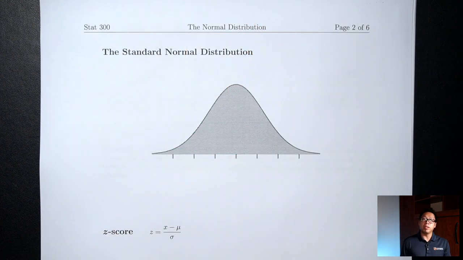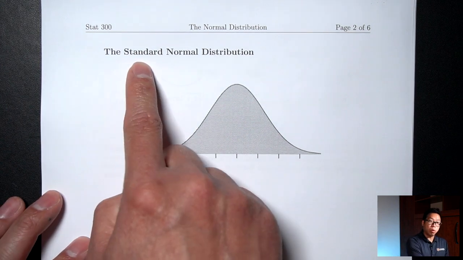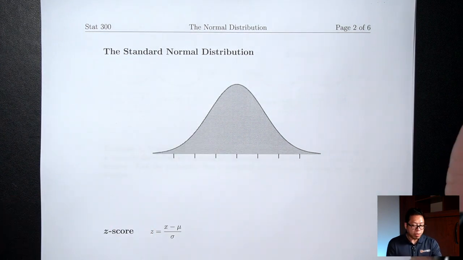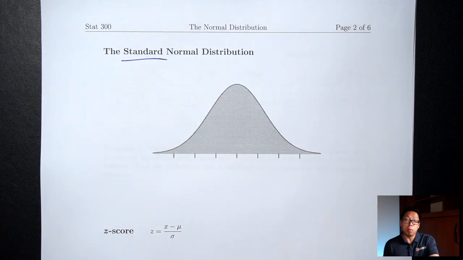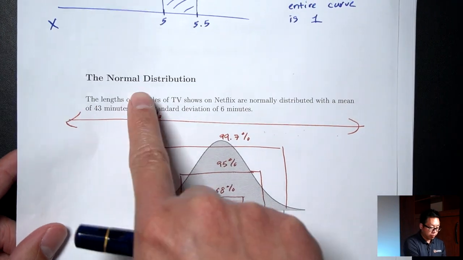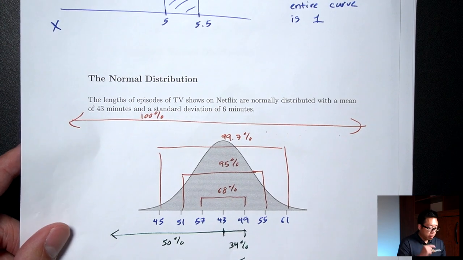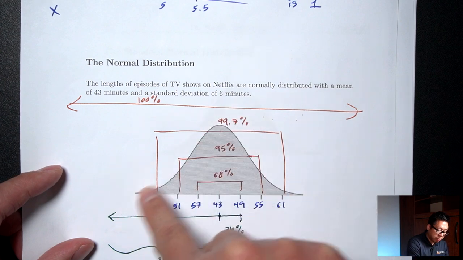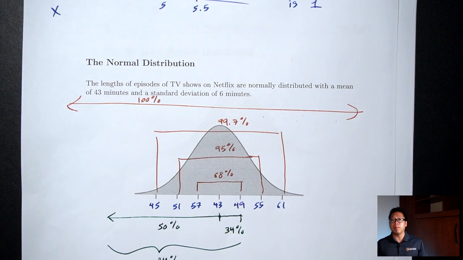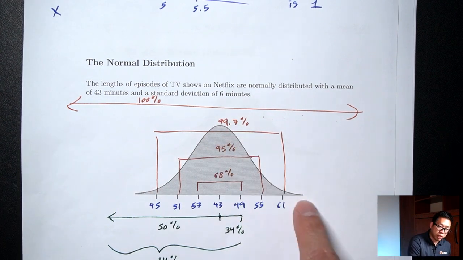There's three tools that we'll need today. The first tool is the standard normal distribution. So what's the difference between a standard normal distribution and a normal distribution that we talked about on the front page without the word standard? Normal distribution refers to any distribution that has this shape. And every situation we'll be talking about today will have this same shape.